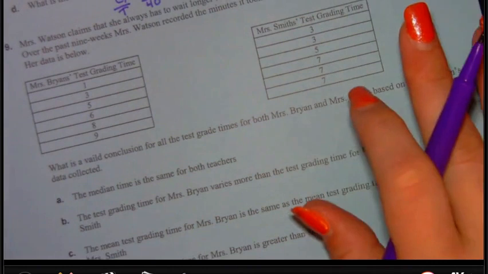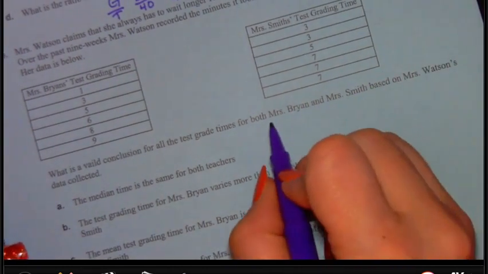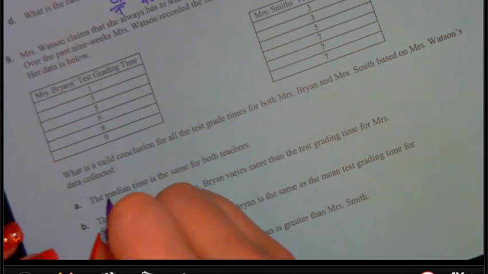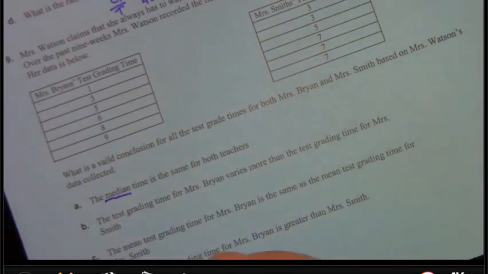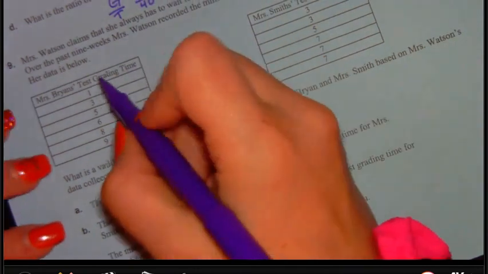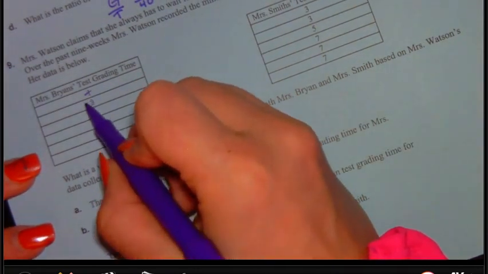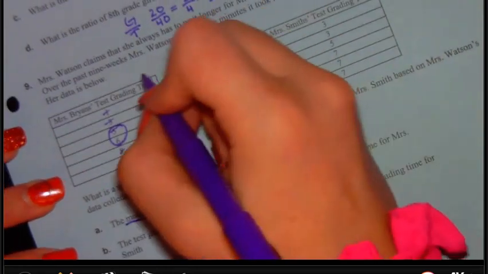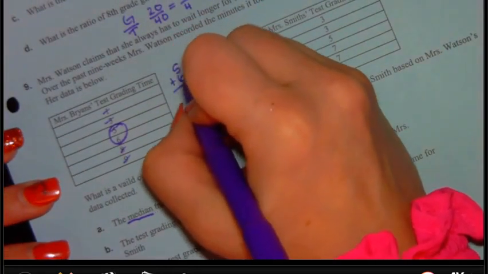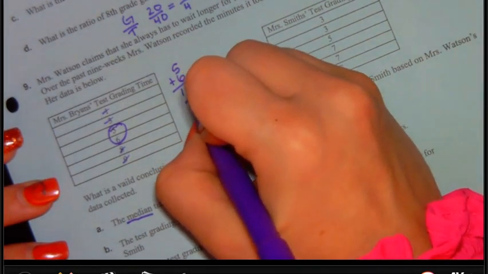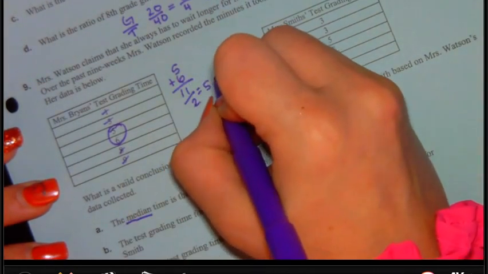What is a valid conclusion for all the test grades for both Mrs. Bryan and Mrs. Smith based on Mrs. Watson's data collected? All right, the median time is the same for both teachers. All right, so 1, 2, 1, 2, and I get 5 and 6, which means I have to add these two together. Well, 5 plus 6 is going to give me 11, and 11 divided by 2 is 5.5.